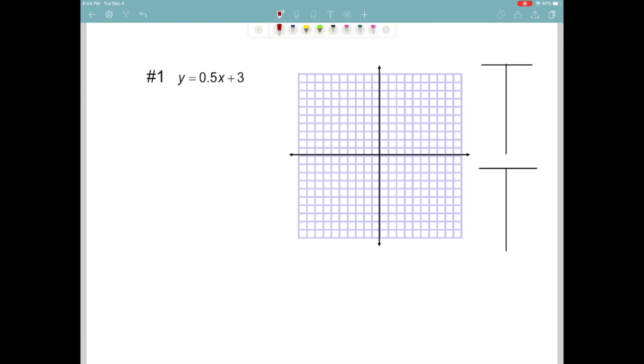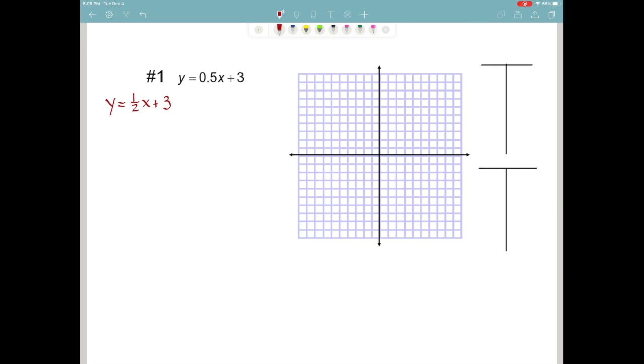We have y equals 0.5x plus 3. Now this is just a line, and usually we see a line in slope-intercept form. We don't really deal with decimals a lot, so I'm going to change the form and make it y equals 1/2 x plus 3. Now the first thing here is I would like to come up with the inverse function.